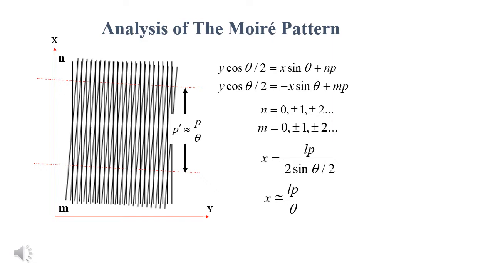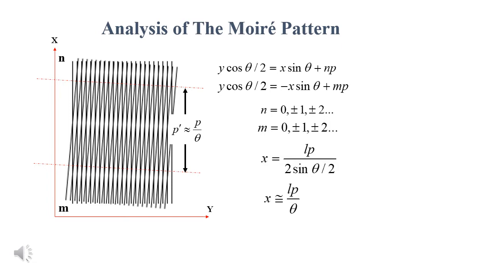Now let us see the analysis of Moire pattern. The gratings G1 and G2 are described by the set of two equations respectively. Consider the equations as y cos(theta/2) is equal to x sin(theta/2) plus np, and y cos(theta/2) is equal to minus x sin(theta/2) plus mp. The geometrical loci of all points of intersection of the two gratings form an array of bright fringes whose index is given by L is equal to m minus n, where L is equal to 0, plus or minus 1, plus or minus 2, and so on.